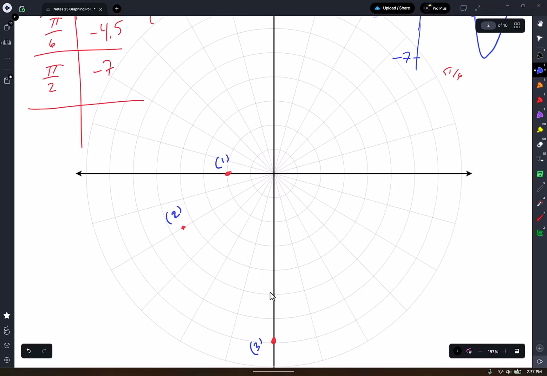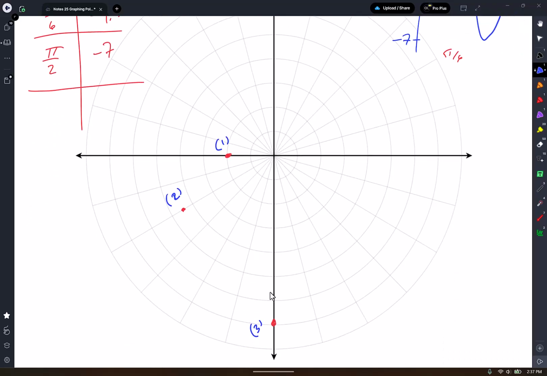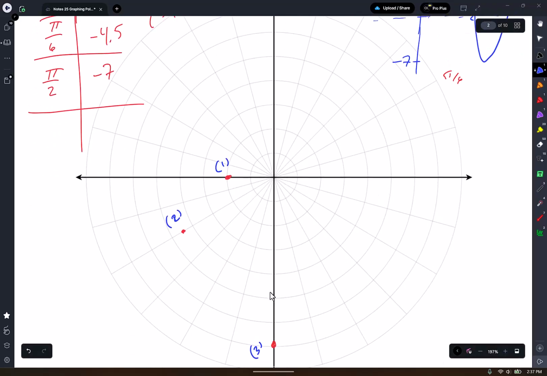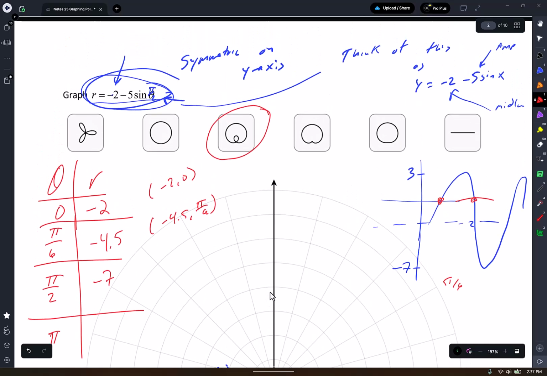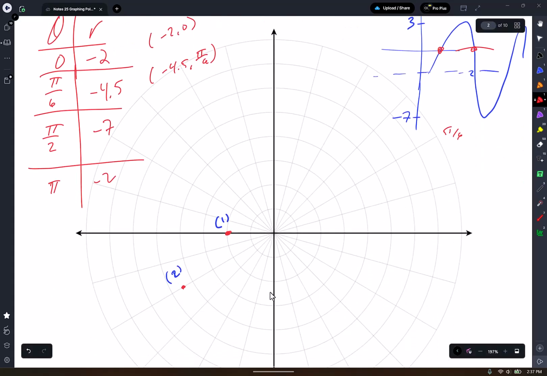By the way, those points there are my order. Next, what am I going to put next? I'm going to put pi. At pi, sine of pi is 0. So I get negative 2 again. So pi and negative 2. So I'm right here now.